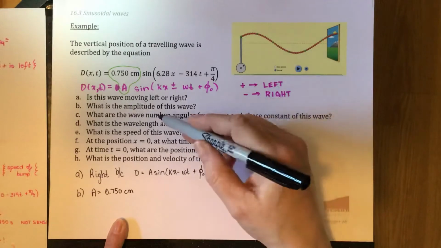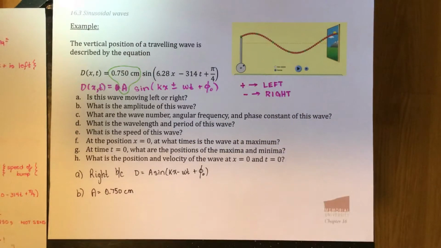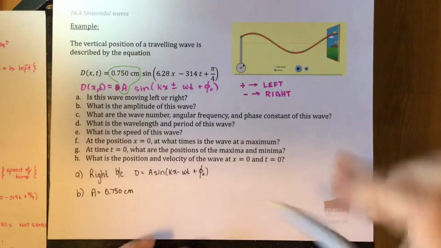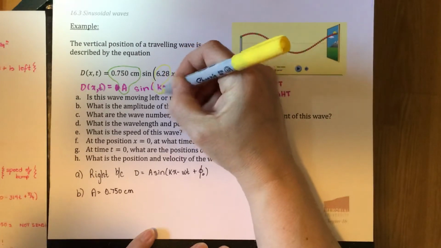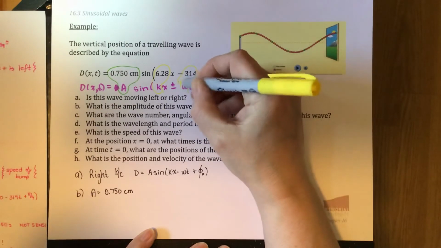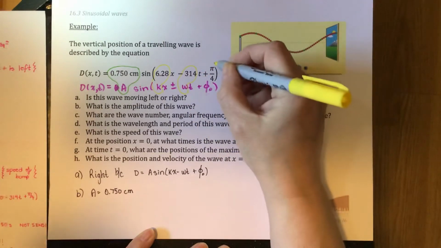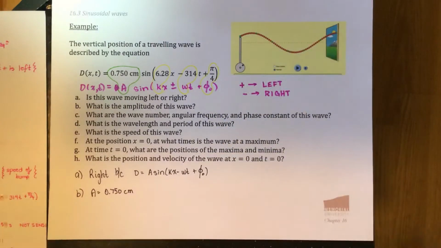Part C, what are the wave number, angular frequency, and phase constant? Okay, that's another set of comparisons. So wave number is k, that's what comes in front of x. That's 6.28. Angular frequency omega, that's what comes in front of t. And phase constant is the thing down at the end by itself with no variable. Okay, so by comparison, we can see what those values are.